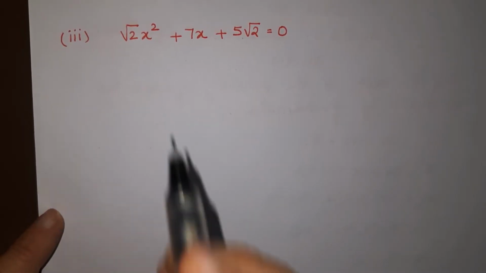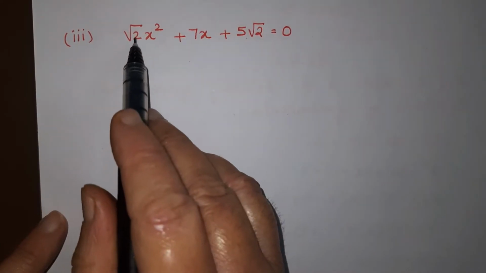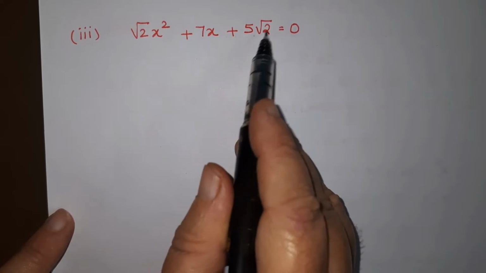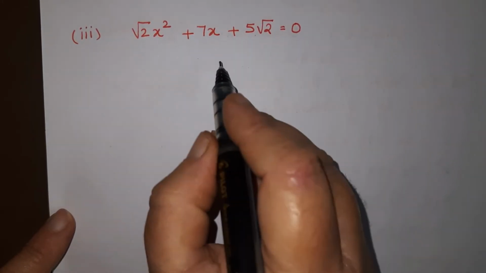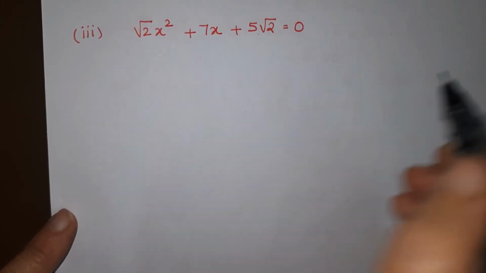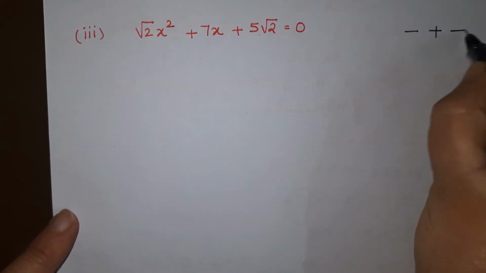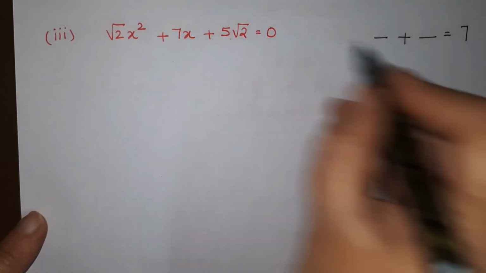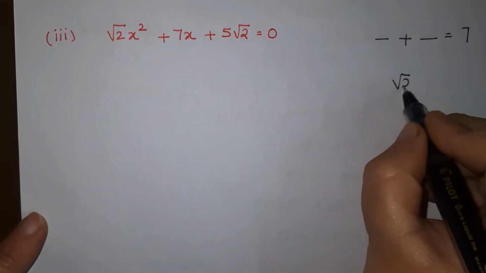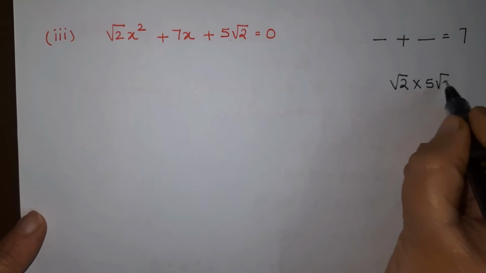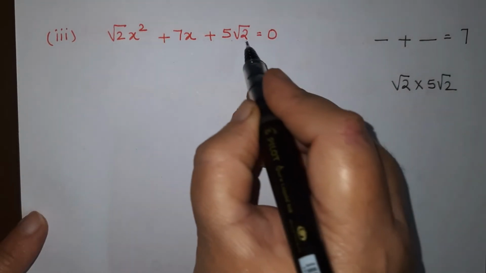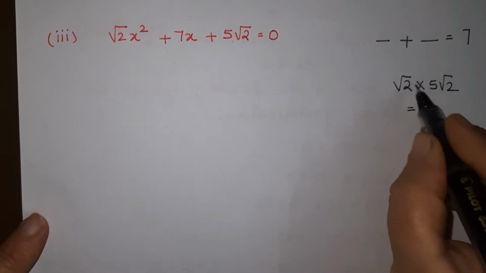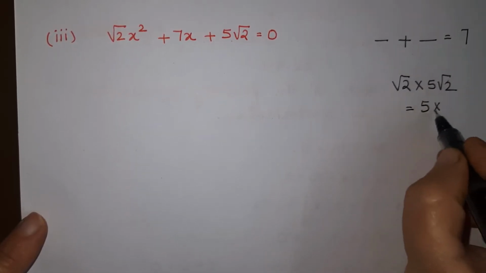So let us see the third equation now. It is root 2 x square plus 7x plus 5 root 2 equals 0. Now we want two numbers whose sum is 7, right? And the product of the numbers should be root 2 into 5 root 2, that is, the product of this and this. Now when we multiply them, we get 5, and root 2 into root 2 is 2.